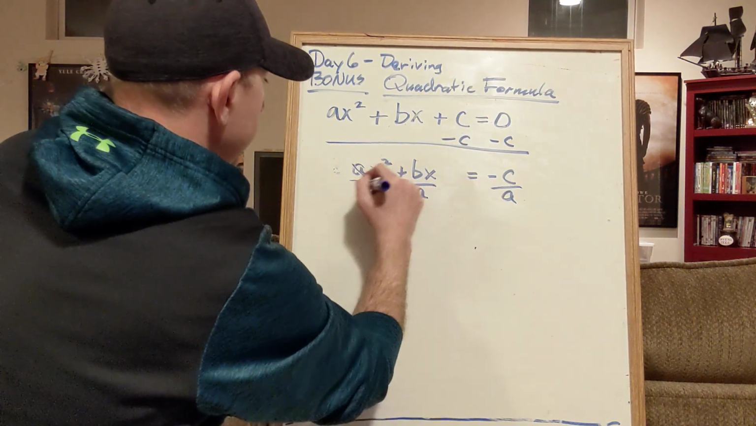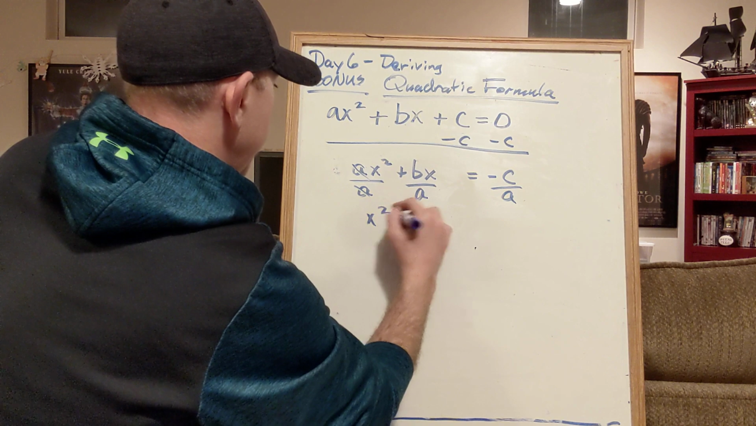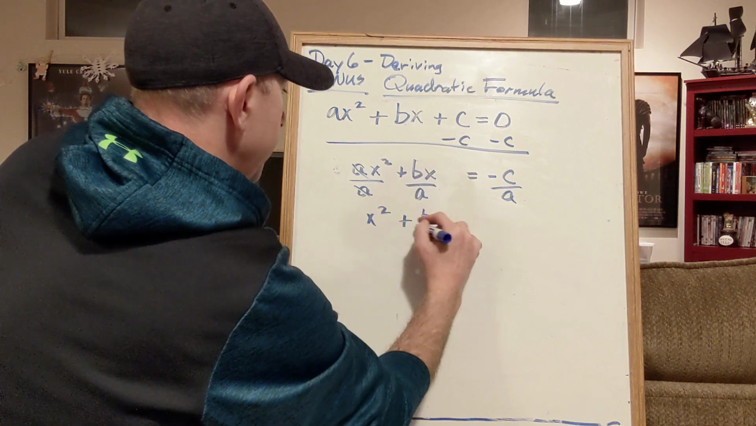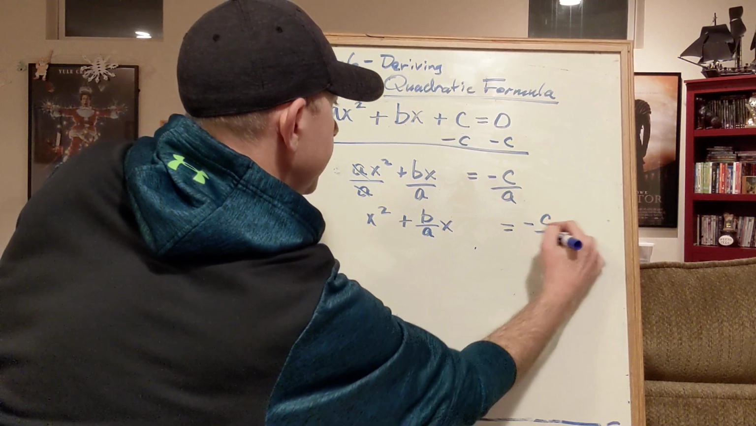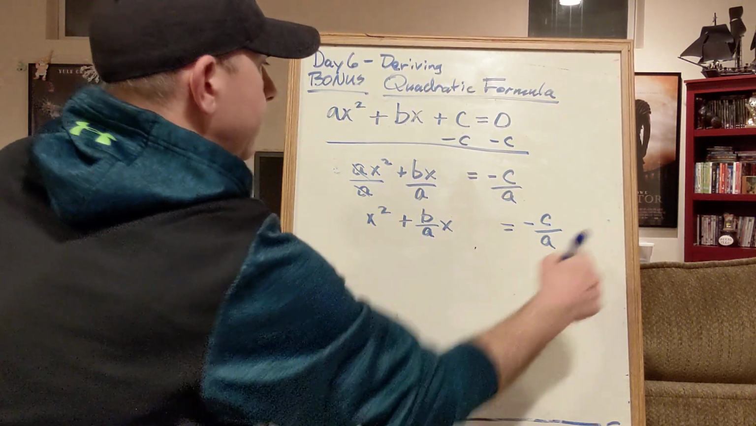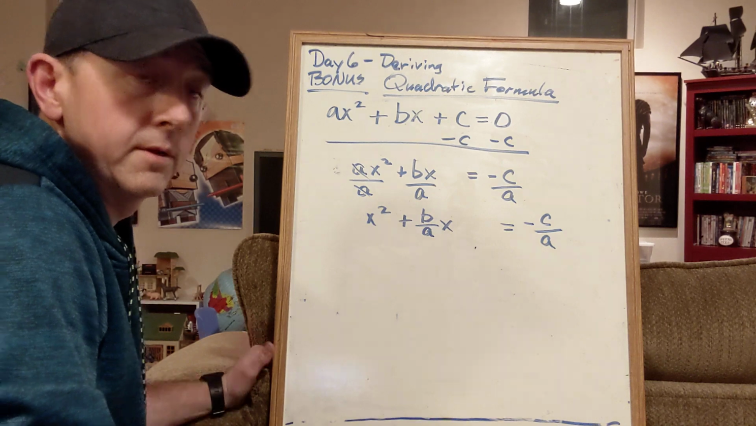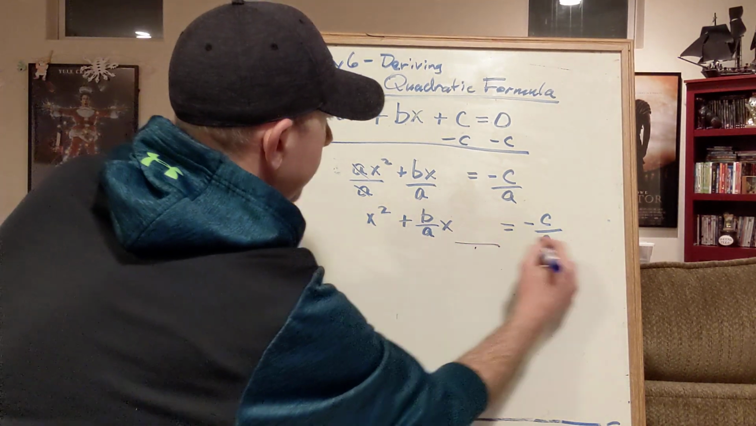So next, we need to divide everything by a, because we need a 1 out front. So a over a becomes 1x squared plus b over a times x is equal to negative c over a. Notice I left some space there. That's because we're going to try to do completing the square now.